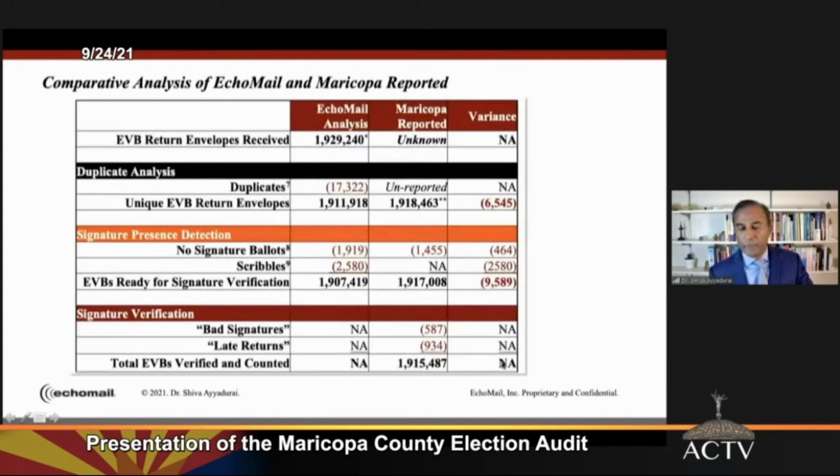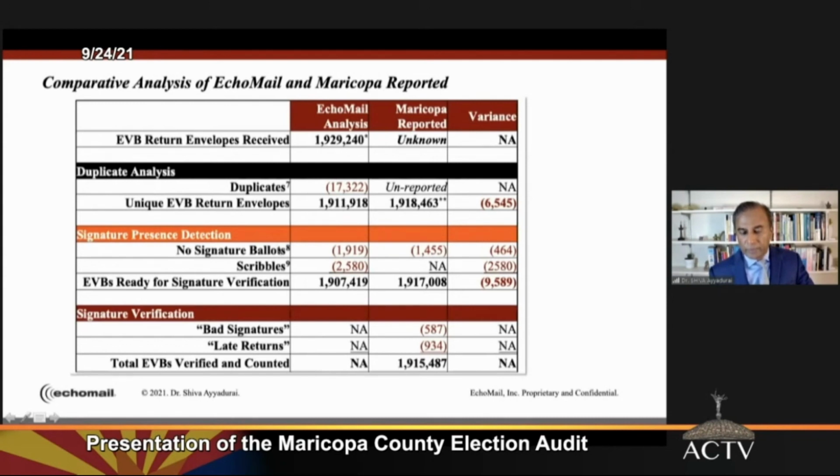Now let's do the comparative analysis, which is looking side by side at what EchoMail uncovered from the audit and what Maricopa had. So how many EVB return envelopes were received? Well, in the disk drive that we received, this is the number, but we don't know. In fact, it's not reported in the Maricopa report how many actual return envelopes they received. The duplicates, we have 17,322, which will be subtracted. This is unreported. So when you compare the unique EVB return envelopes, what you find is that Maricopa has 6,545 more than we have in the possession of those image files after you remove duplicates.